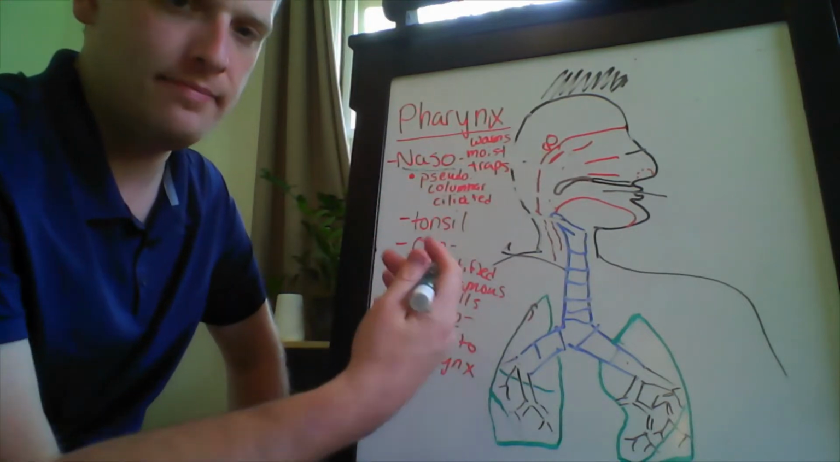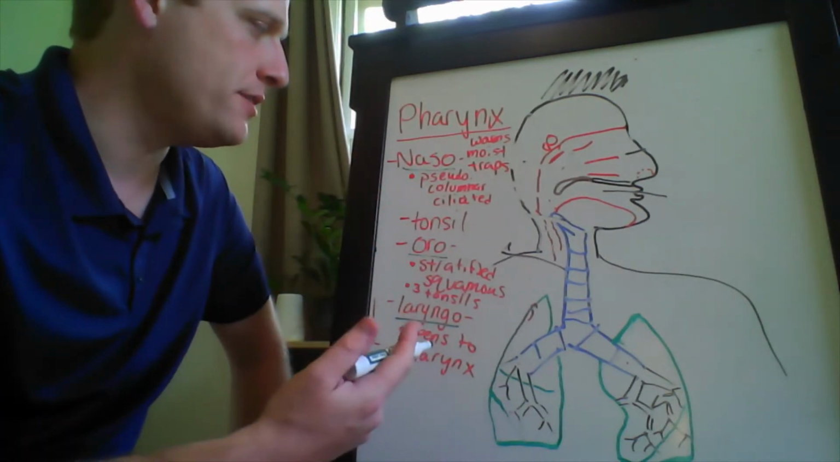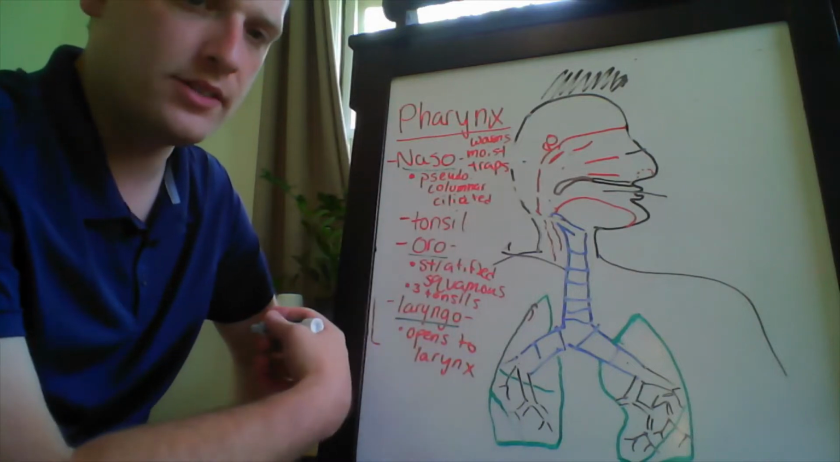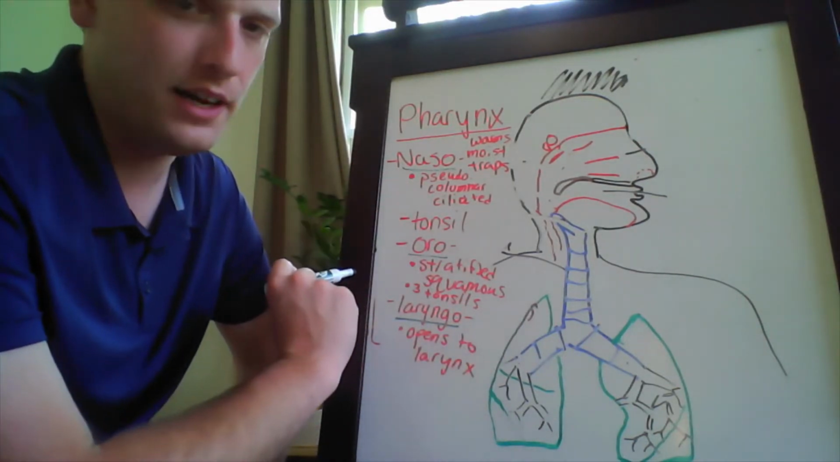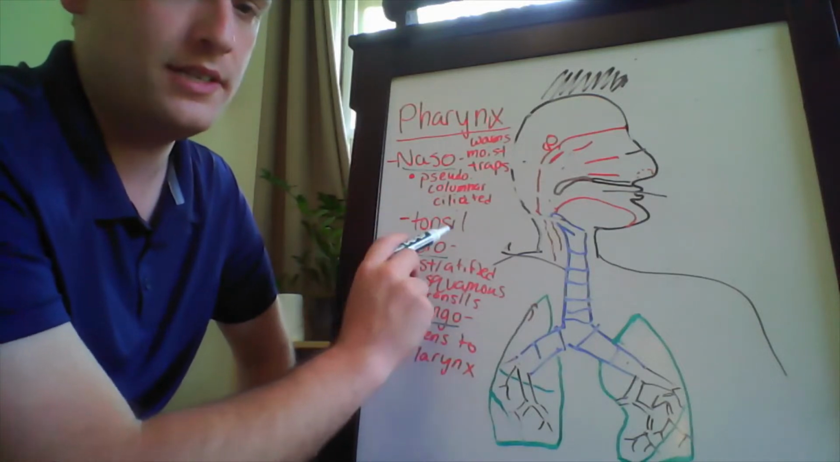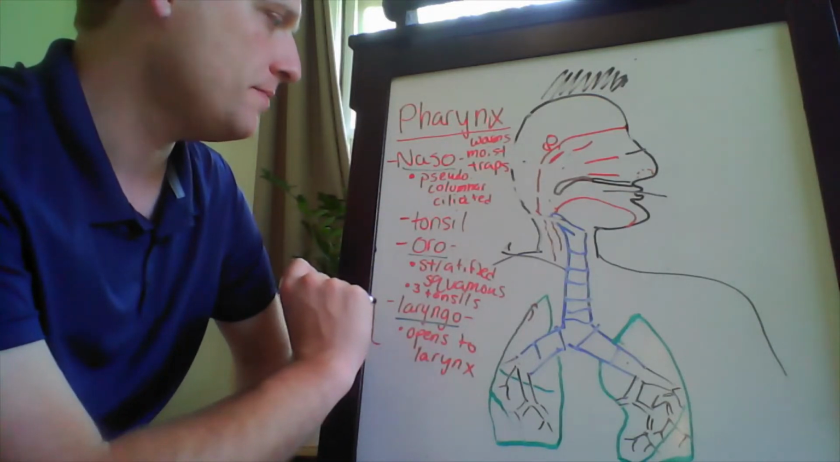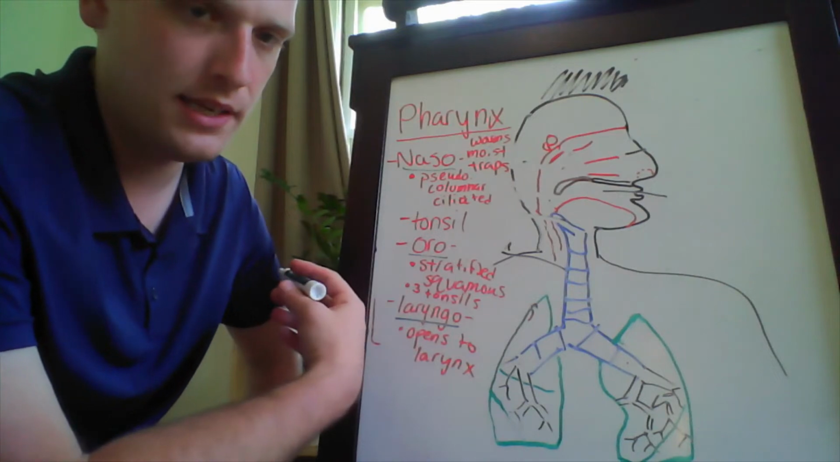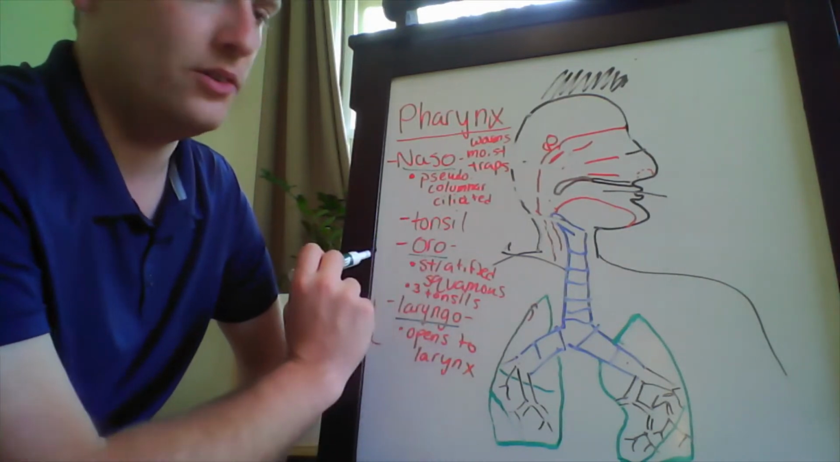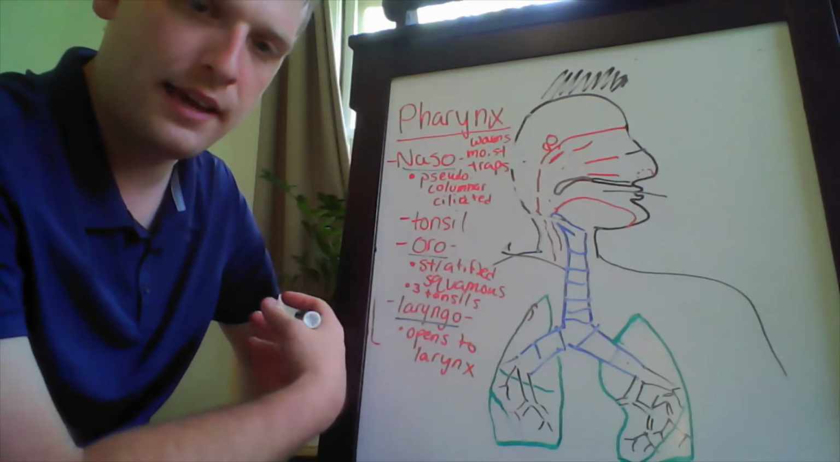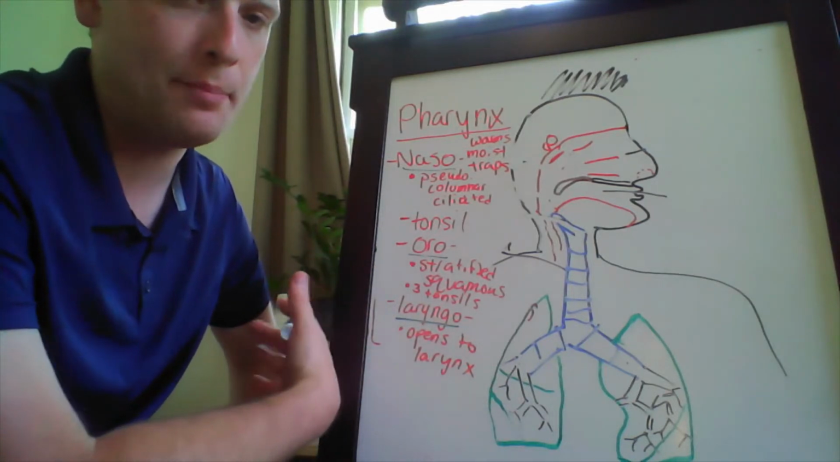In an effort to do all of those things, the type of cells that you'll find here in the nasopharynx are, again, those pseudostratified columnar ciliated epithelial cells, including those goblet cells. You're also going to find the pharyngeal tonsil, and a tonsil is a lymphatic organ that's going to trap pathogens.